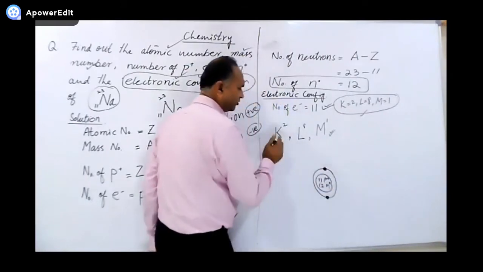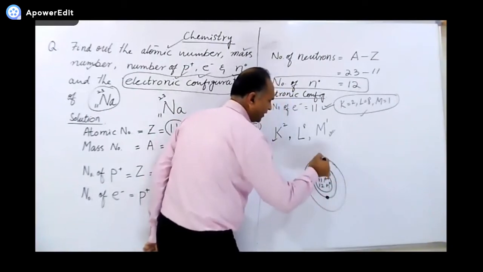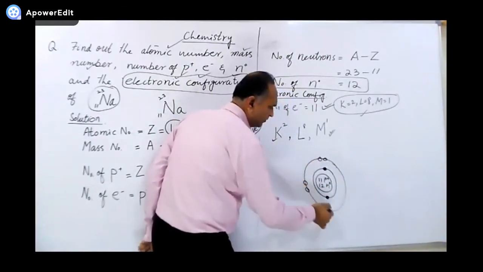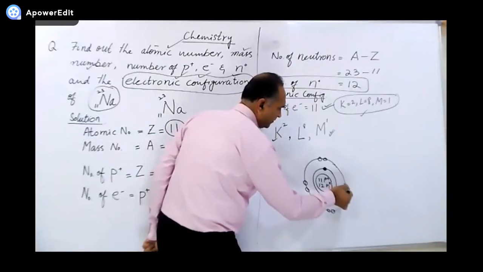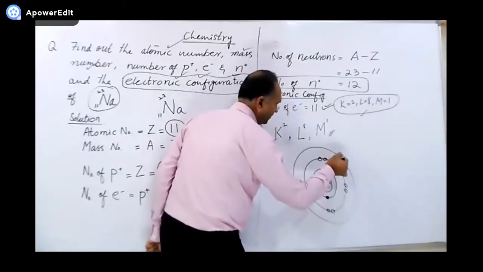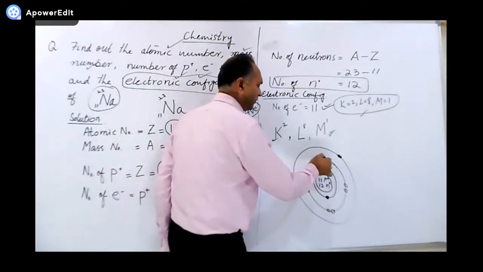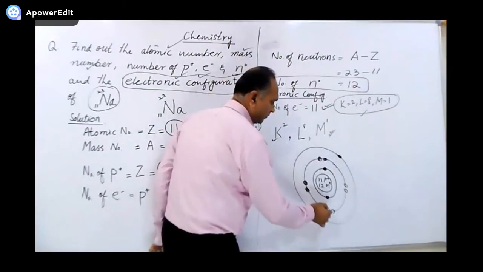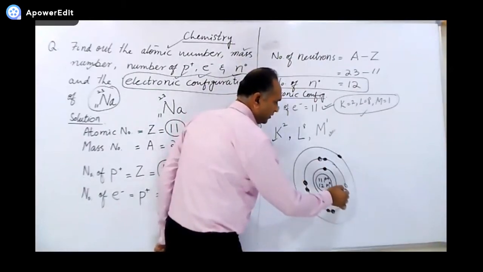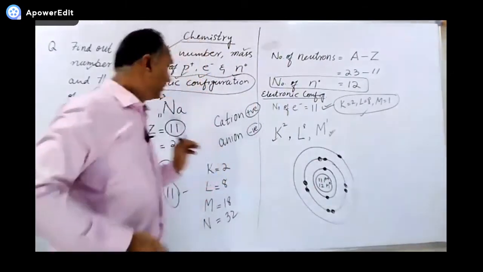K has 2 electrons. L, I will draw 8 electrons. And the third shell, okay? So you should know this all.